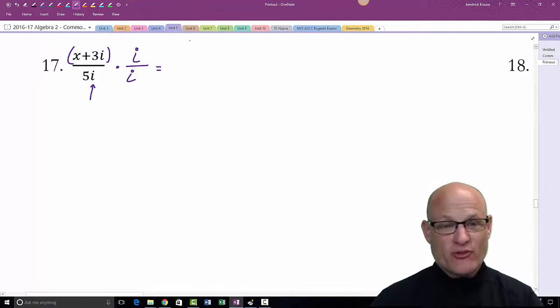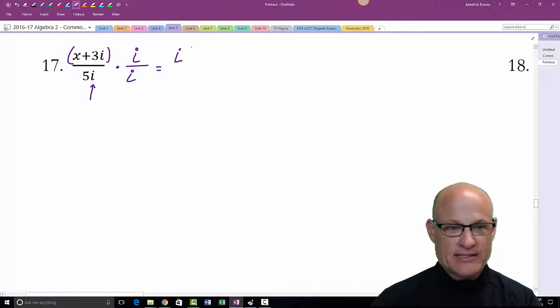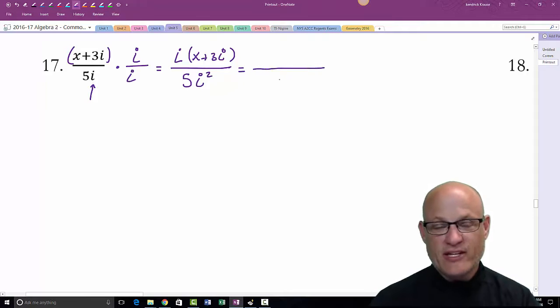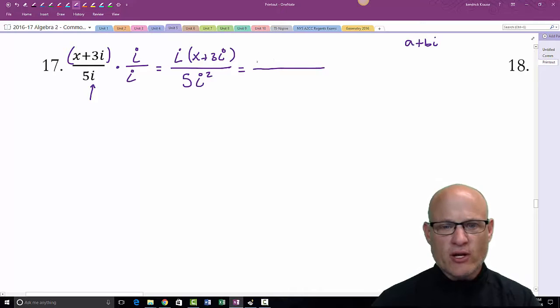with i's, I do want you to distribute. So we're going to distribute that i. Let me write it like this for you: i times x plus 3i, all over 5i squared. Now in the numerator, I want you to distribute because it needs to be written in a plus bi form. So in the numerator, we're going to get ix plus 3i squared. Just distribute it. All over negative 5.